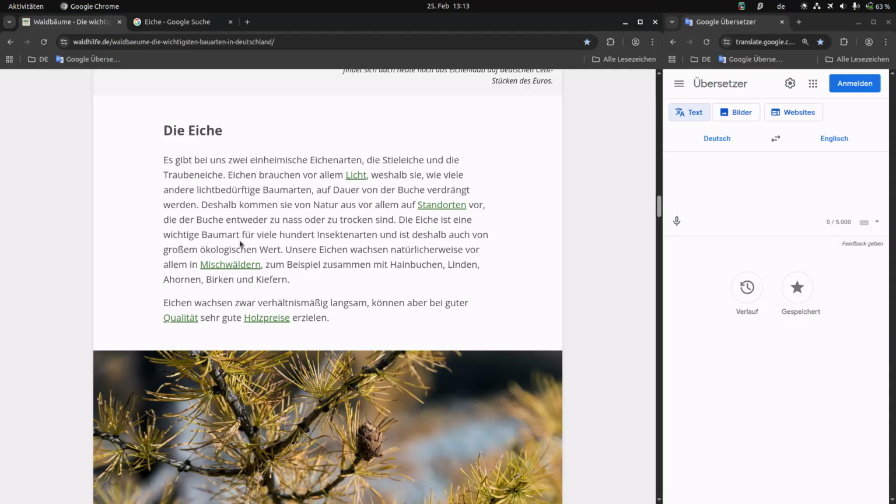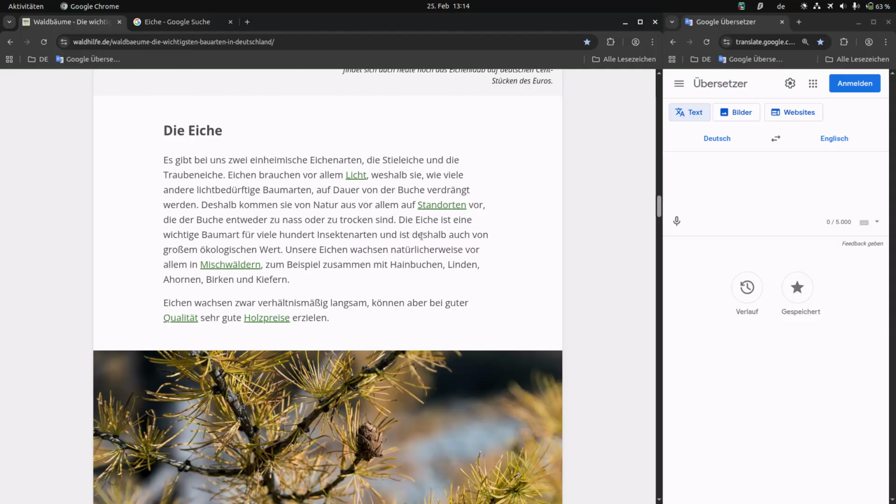Die Eiche ist eine wichtige Baumart für viele hundert Insektenarten und ist deshalb auch von großem ökologischen Wert. So, die Eiche, the oak, is a, feminine form, wichtige, important, feminine form, Baumart, tree species, for, viele, many, but in this case many, hundert, hundred, Insektenarten, insect species. Insekten and insect is the same. Arten means species, plural form.